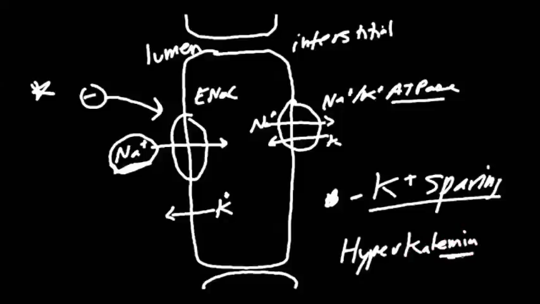Emia, meaning found in the blood. So we're going to have possibly excess potassium in the bloodstream because we're sparing all this potassium. We're not getting rid of it into the lumen. So we're going to have a possible hyperkalemia as a side effect. Okay, so let's move on.